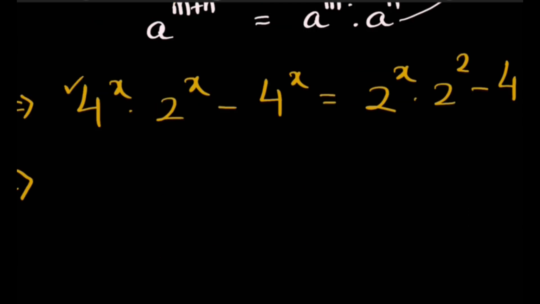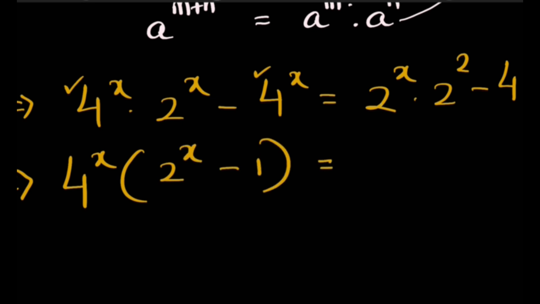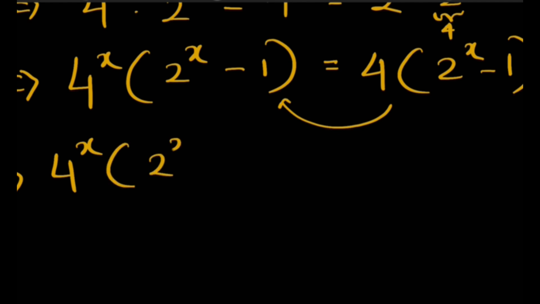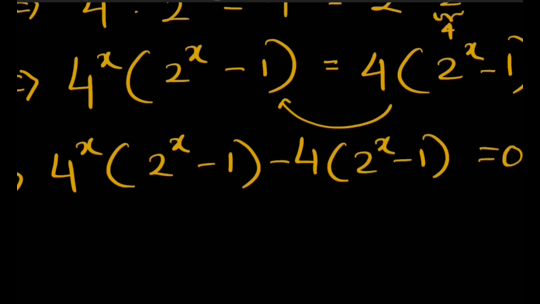Now we can take 4 to the power x common from these two terms and we can write 4 to the power x whole multiplied with (2 to the power x minus 1) is equal to, here 2 to the power 2 is 4, hence we can take 4 as common and we can write this as 4 times (2 to the power x minus 1). Now bring this term to the left hand side of this equation and we can write this as 4 to the power x whole multiplied with (2 to the power x minus 1) minus 4 whole multiplied with (2 to the power x minus 1) is equal to 0.